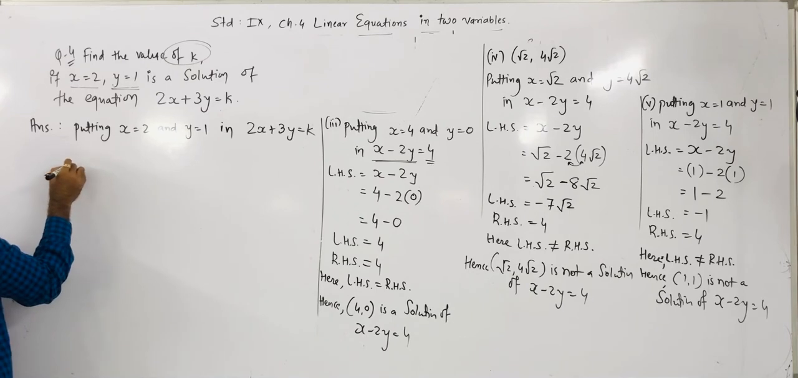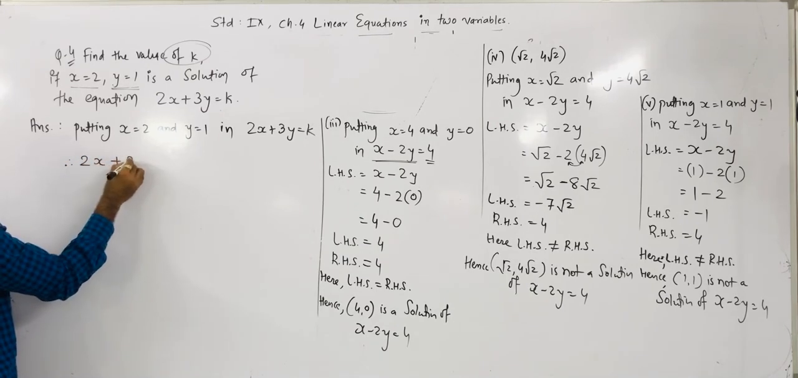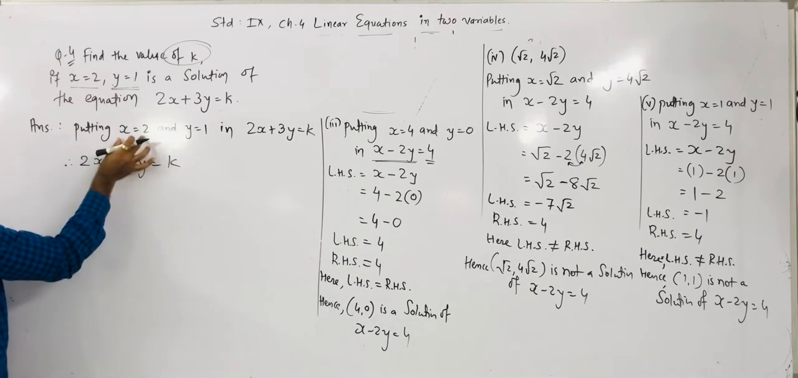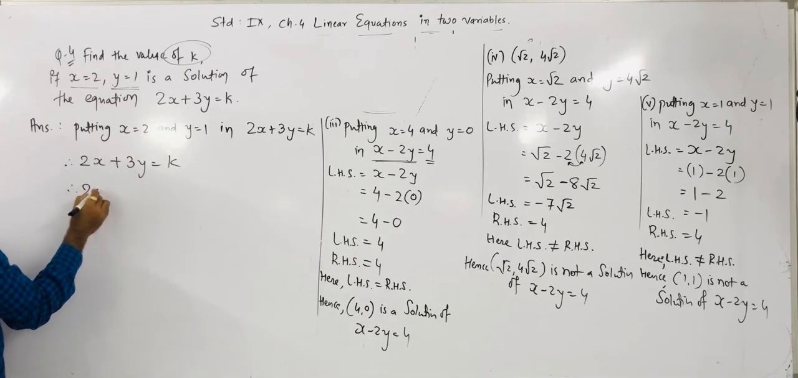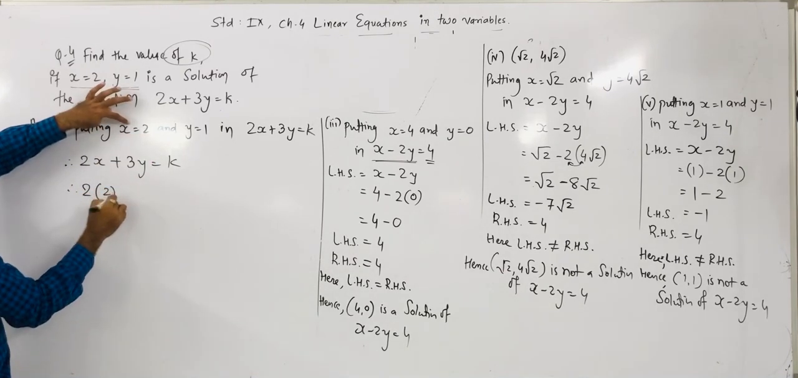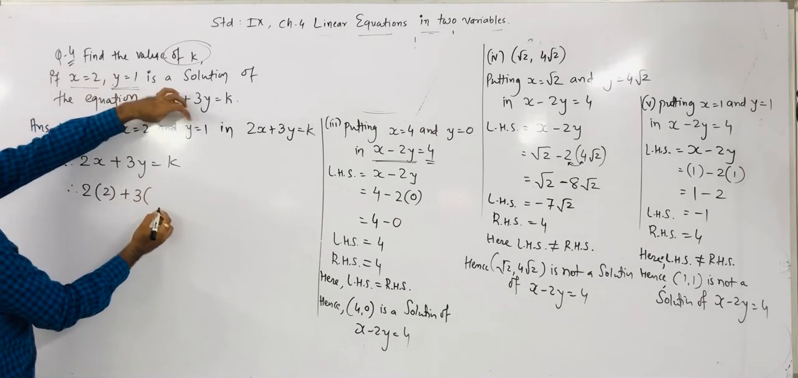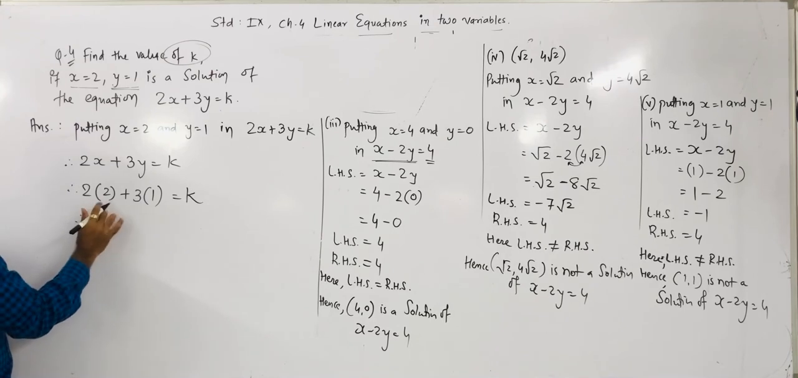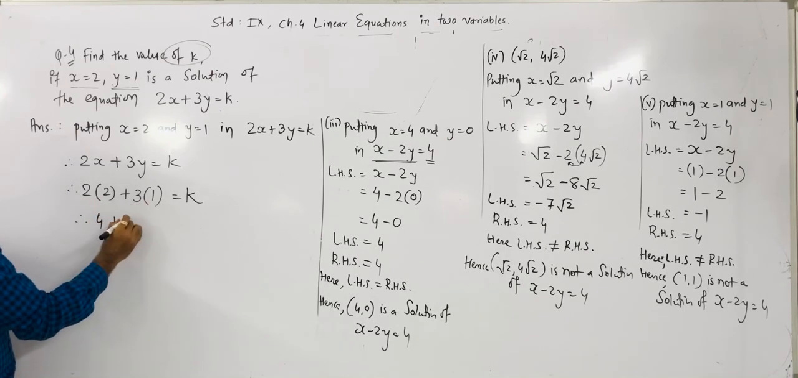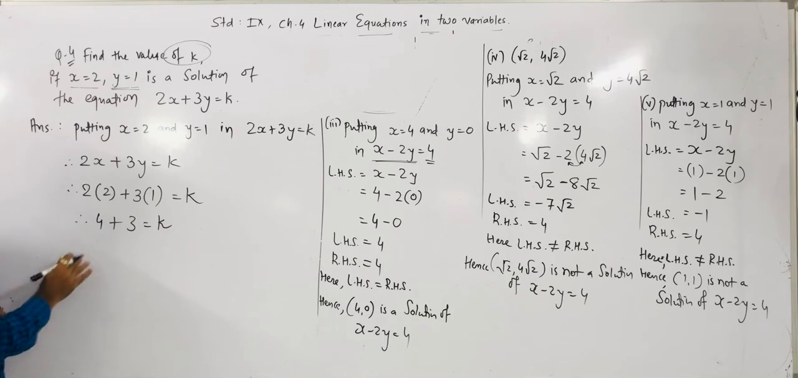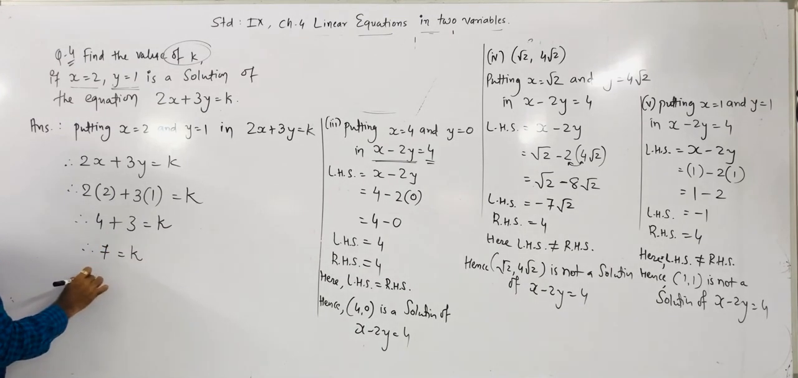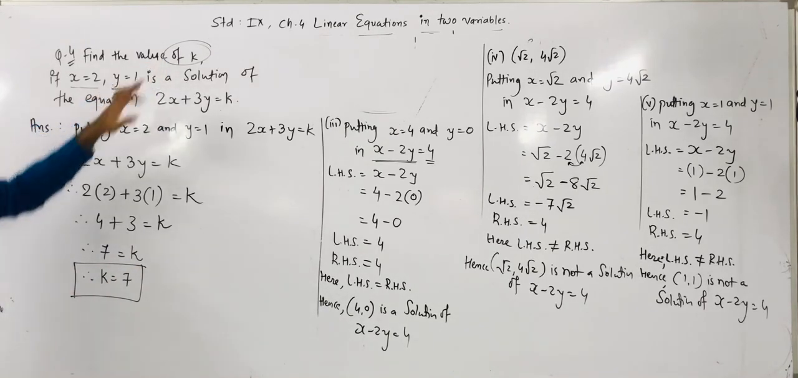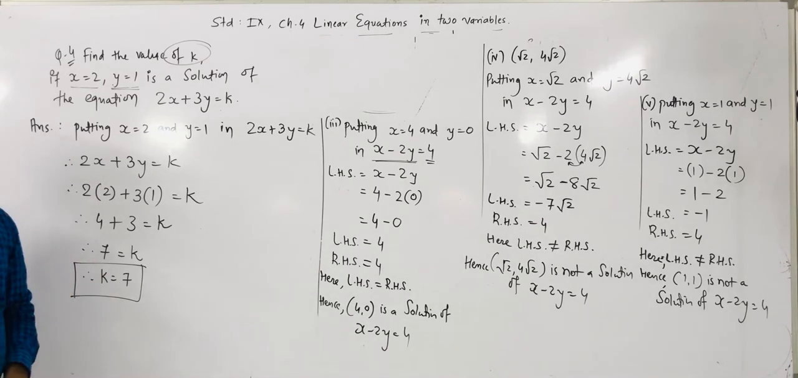So what do we get here? 2x plus 3y is equal to k. If I put x is equal to 2, then 2 times 2 plus 3 times the y value 1 is equal to k. So 2 times 2 is 4, plus 3 ones are 3, is equal to k. 4 plus 3 is 7, so 7 is equal to k. So we get k is equal to 7. It's our answer. They said find the k value, so the k value is 7.